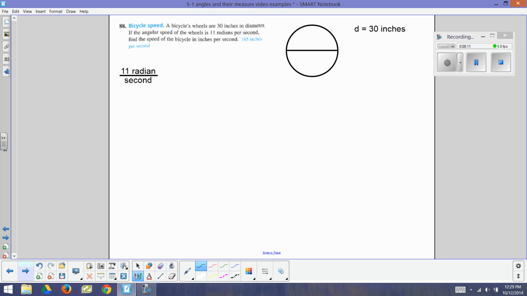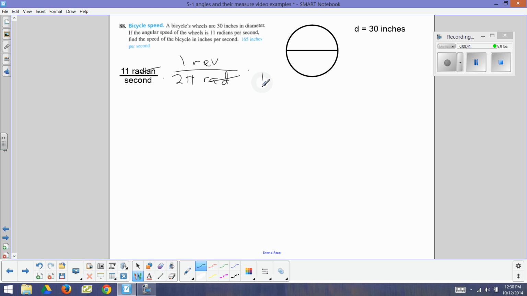88. A bicycle wheel is 30 inches in diameter. If the angular speed of the wheel is 11 radians per second, find the speed of the bicycle in inches per second. So let's see what I can do. I know that in 2 pi radians, I will go one revolution.